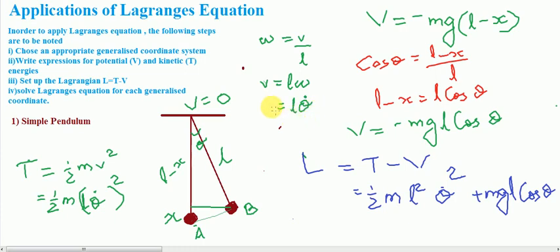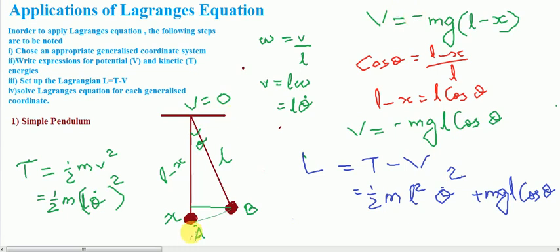Substituting this equation for velocity equal to L theta dot in the expression for kinetic energy, that changes to half m L theta dot whole square. That is half m L square theta dot square. Now here we take the point of suspension of the pendulum with potential energy 0.